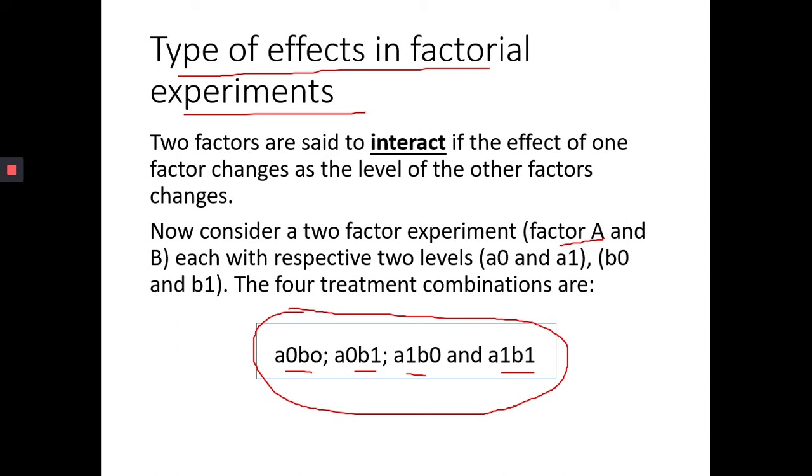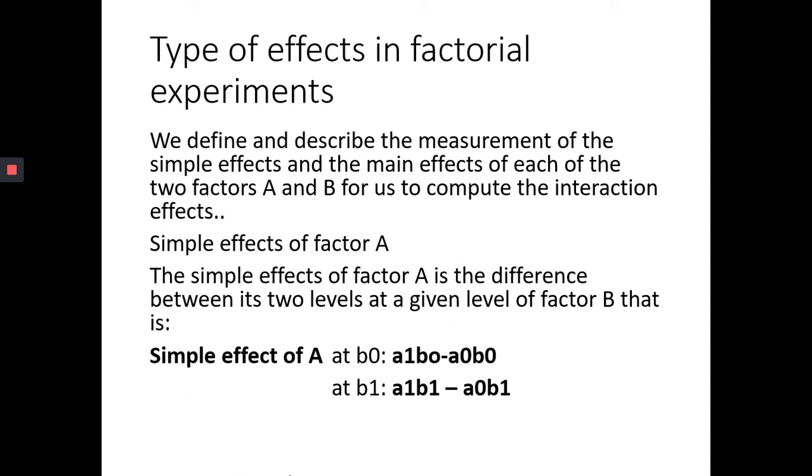Now, let's move on. We want to define types of effects in factorial experiments. We define and describe the measurements of the simple effects and the main effects of each of the two factors A and B for us to compute the interaction effects. Ladies and gentlemen, dear friends, I want us to really take note of these terms that I've underlined: simple effects, main effects, because that is very important for us to be able to understand the concept of interaction.